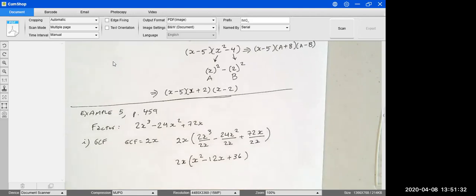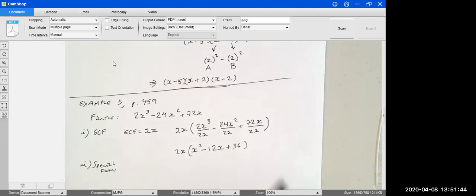So that's the first step. Now we're going to check whether we have a special form. So to see whether we have a special form, you can check here. Is this a perfect square? This is also a perfect square. Let's write this as x squared and 6 squared. So this is my a, this is my b.